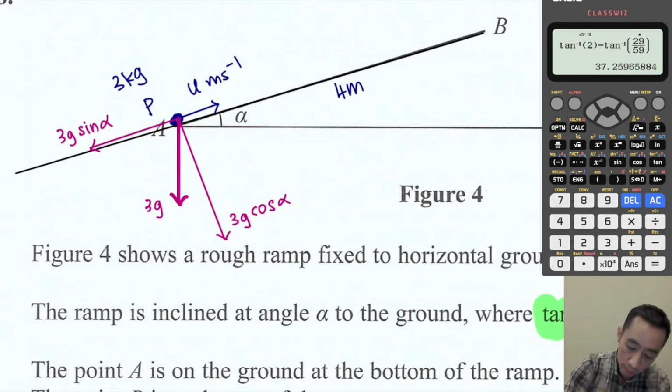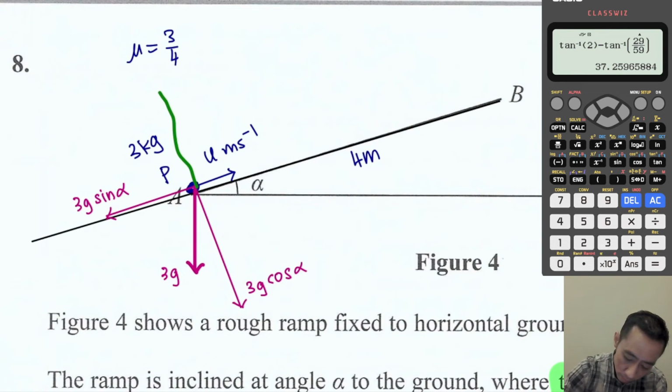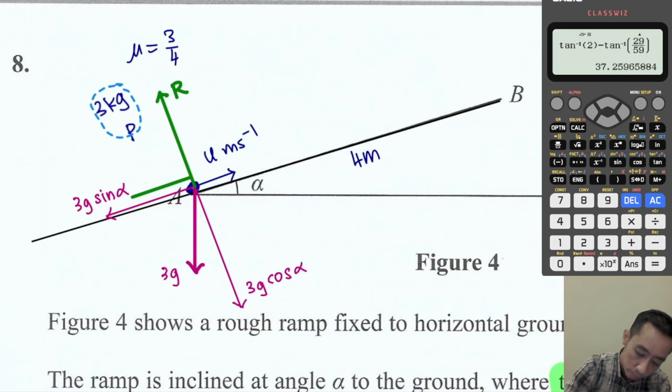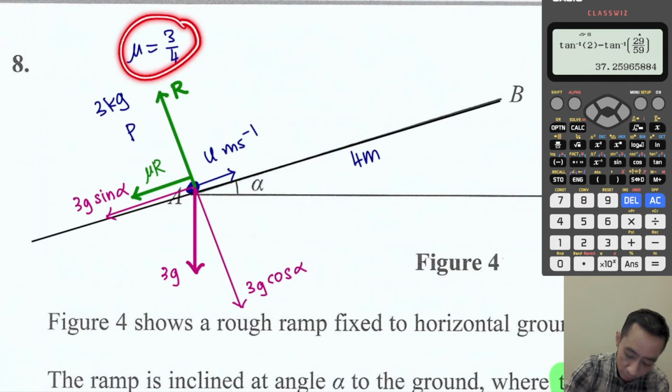Okay, now let's see what other forces we have. So we have R here. Because the object is moving upwards, the resistance, the friction, is here. The diagram is a bit crowded, so let's see what I can do here. So this one will be mu R, where mu is given as 3 over 4.